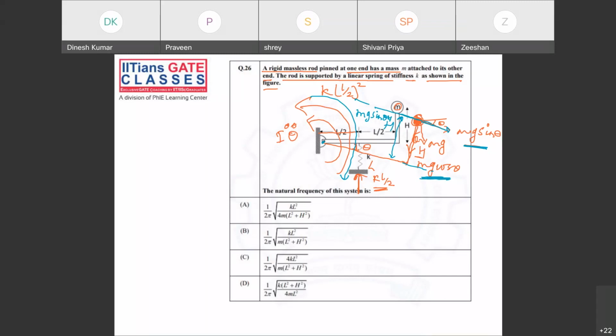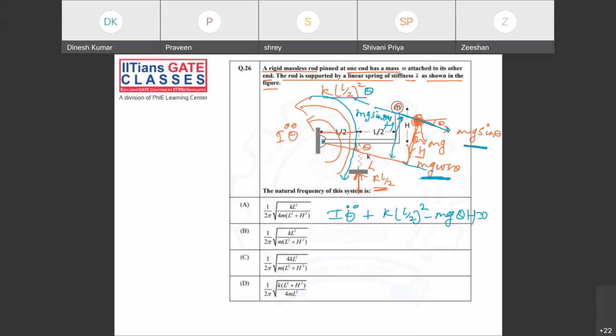So I have three moments: I theta double dot plus k L by 2 square, plus this mg, not plus, there will be a minus sign. Why minus? Because it is in the opposite direction. Mg, and if theta is small, sin theta will be theta, into h, is equal to 0. And I think here it is theta.